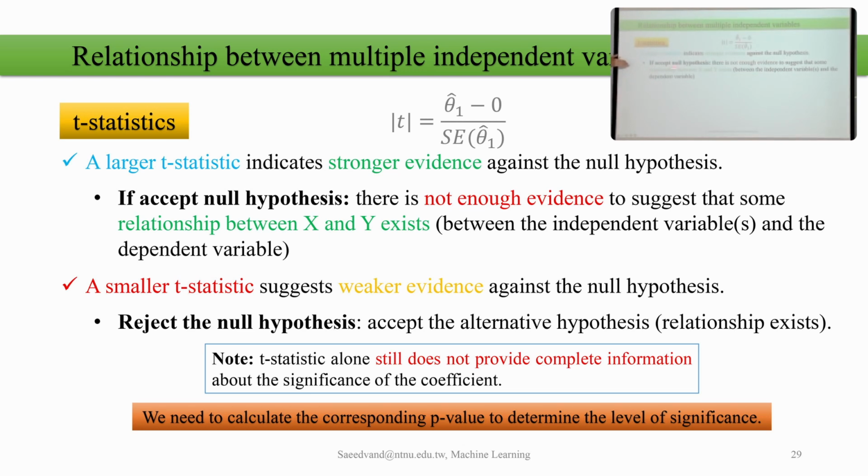If we accept the null hypothesis, we say there is not enough evidence to suggest that a relationship between x and y exists. And on the other hand, with a smaller T statistic, we suggest weaker evidence, and then we reject the null hypothesis so that we go toward the alternative hypothesis. And then we say there is a relationship.